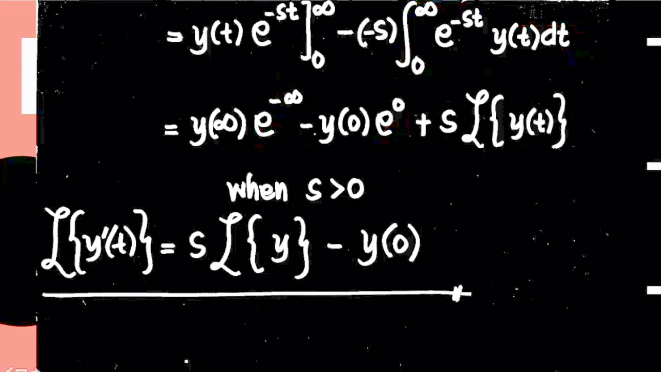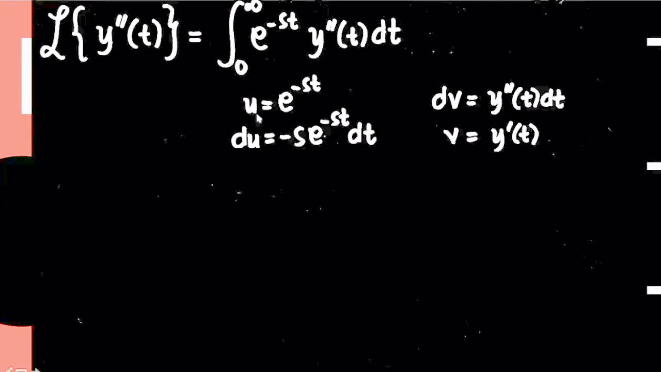So now let's proceed to the second derivative. Okay, so now let's try to determine the Laplace of the second derivative of y with respect to t. We apply, of course, the definition, which is the Laplace of y double prime of t is equal to the integral of e raised to negative st times y double prime of t with limits from 0 to infinity. We are integrating with respect to t. So the same idea, we are to use integration by parts. So let u equal to e raised to negative st, the kernel function. We differentiate this. We have du equal to minus s times e raised to negative st times dt. And then our dv is equal to y double prime of t dt.